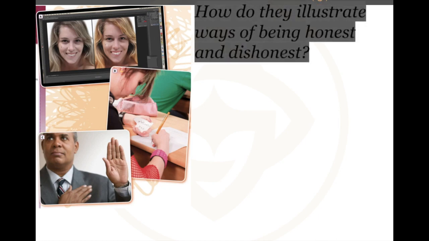And on the same page, you can see these 3 pictures. Picture A, picture B, and picture C. Now there's a question. How do they illustrate ways of being honest and dishonest? In other words, which of them illustrate honesty and which of them illustrate dishonesty? Okay, starting from picture A, there's a photo being photoshopped, right? So this leads to misunderstanding, maybe misleading. So this is dishonest.